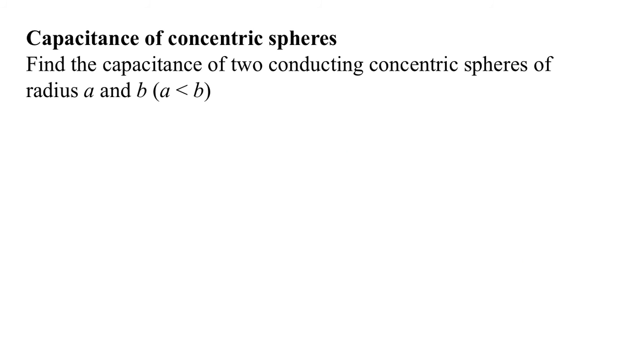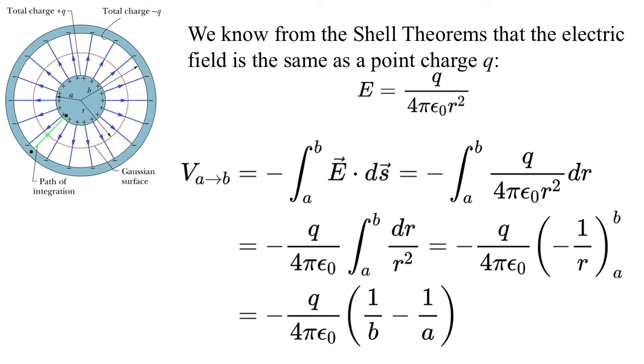All right. Do a similar trick for concentric spheres. So sit down and do the same kind of thing. Figure out the electric field and then figure out the voltage and then figure out the capacitance. All right, we know from the shell theorems that the electric field is the same as the point charge Q. And again, positive charge at the center here, so the electric field is just Q over 4 pi epsilon r squared. So the voltage from inside to outside would be minus A to B of E dot ds.